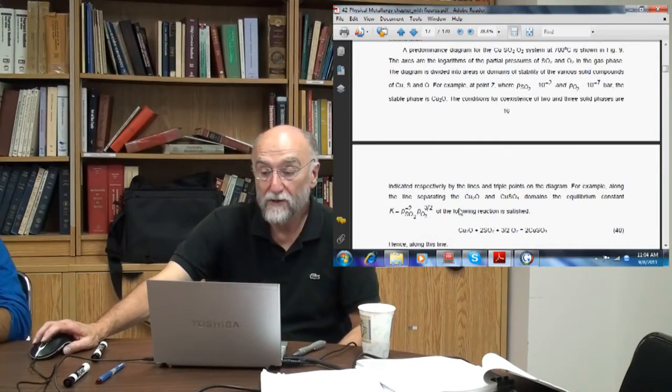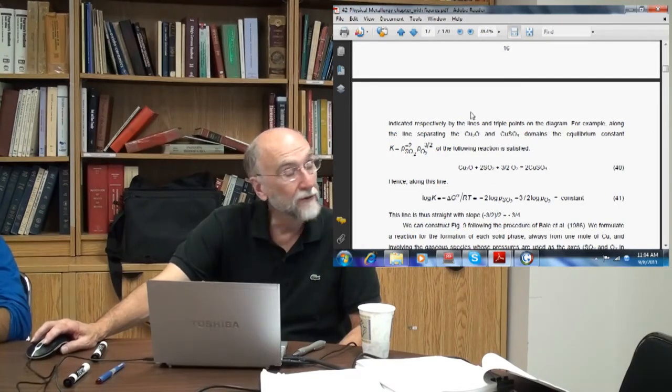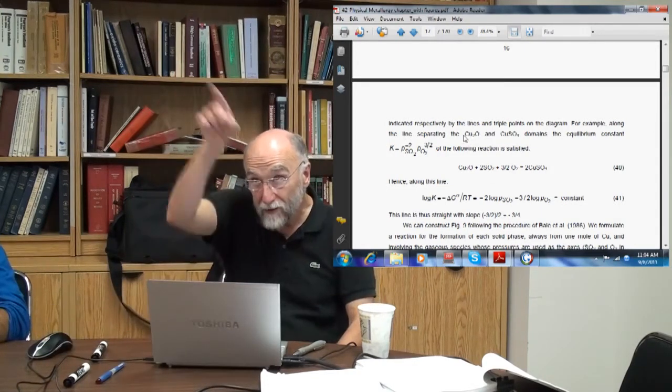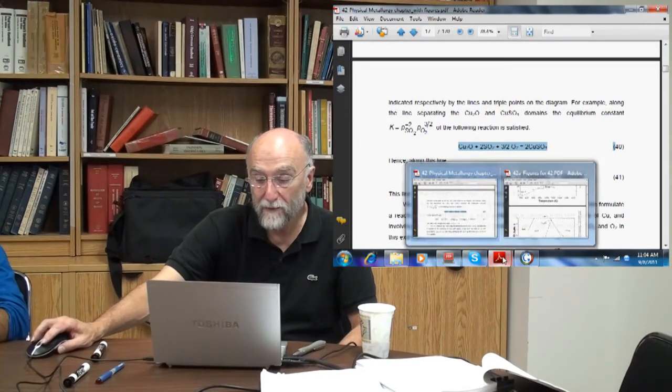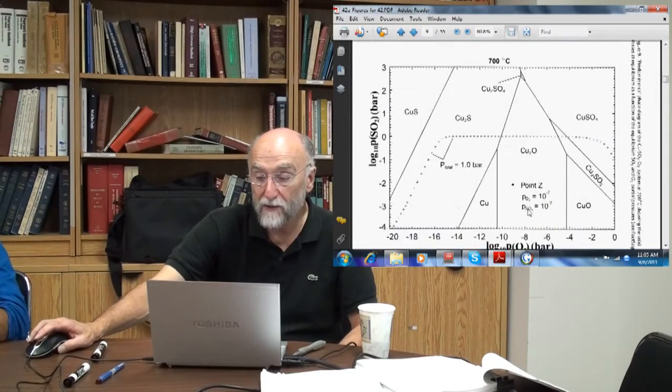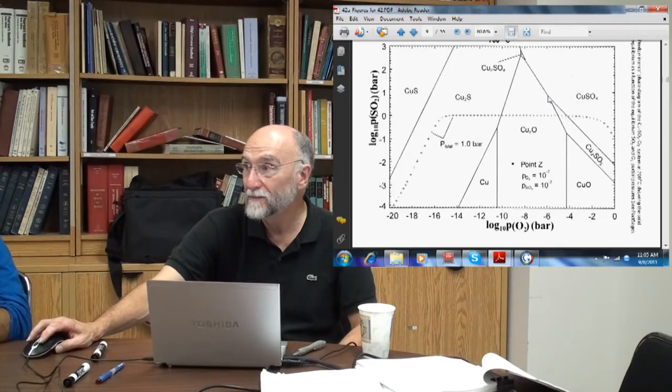Okay, so why do we have coexistence of 2-3 solid phases? There's a line separating Cu2O and CuSO4 domains. So on the diagram, there's a line between Cu2O and CuSO4. Let's see if I can find the line. Cu2O and CuSO4, that's this line. Along this line, Cu2O and CuSO4 are in equilibrium.